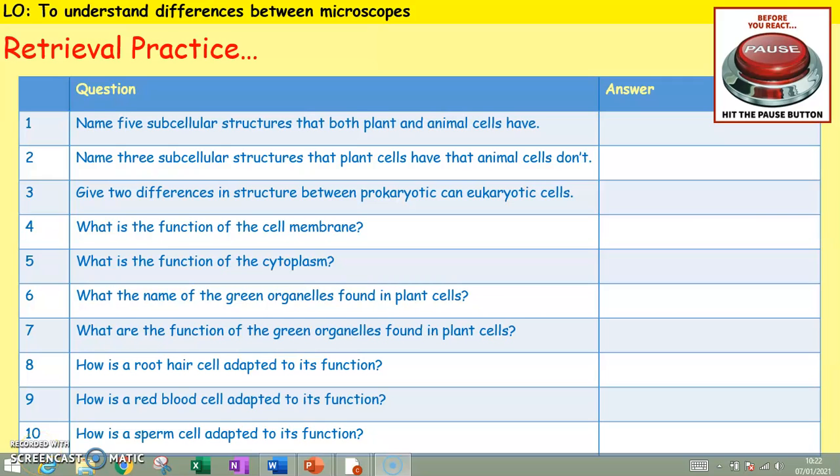Hi everyone. So today we are going to look at the differences between two types of microscope, the light microscope and the electron microscope. But before we do that, a bit of retrieval practice. Pause the video here and have a go at these 10 questions.